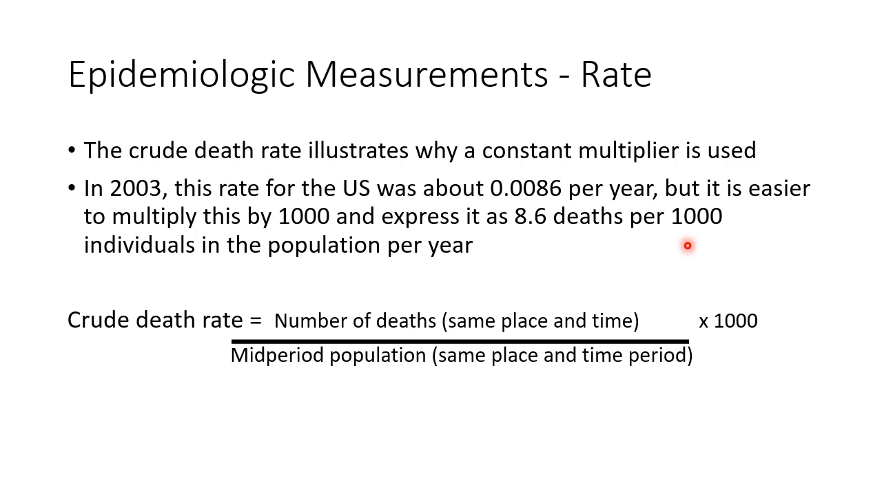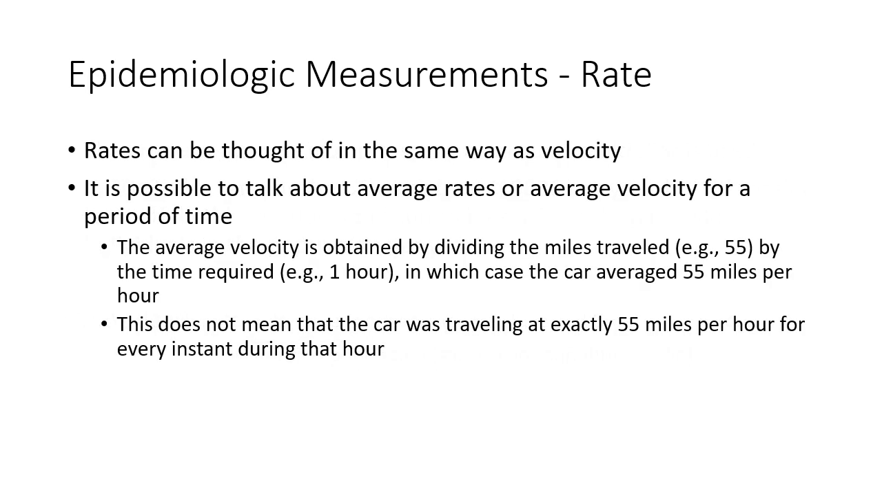Or what could I have done instead? I could have multiplied by 10,000 and said 86 people per 10,000 per year had died. Again, it's important that you include the per whatever that constant is, so you know what you're comparing it to, what your total baseline number is. It's just a better, easier way to talk about these sorts of things.